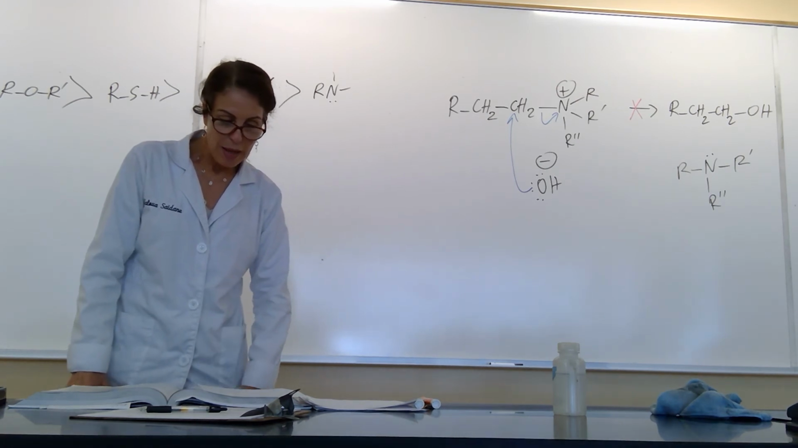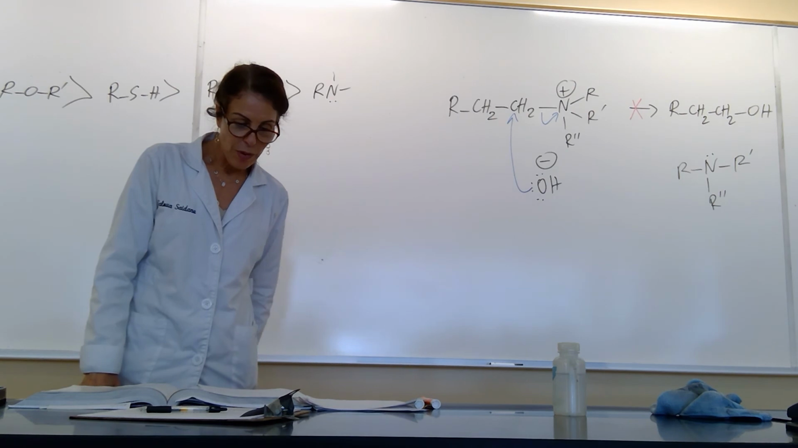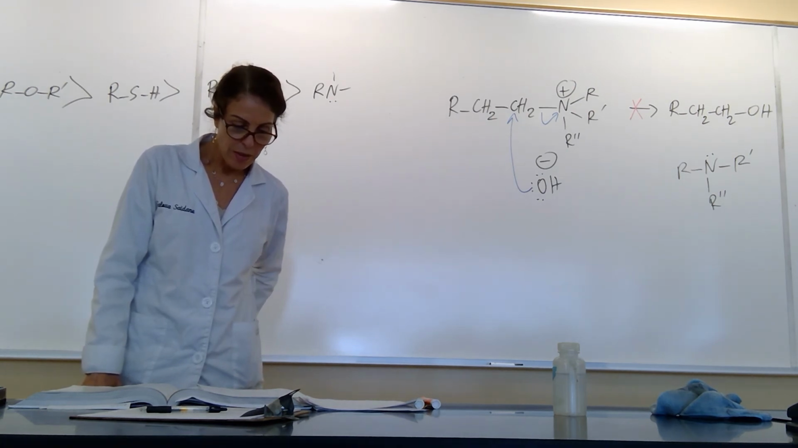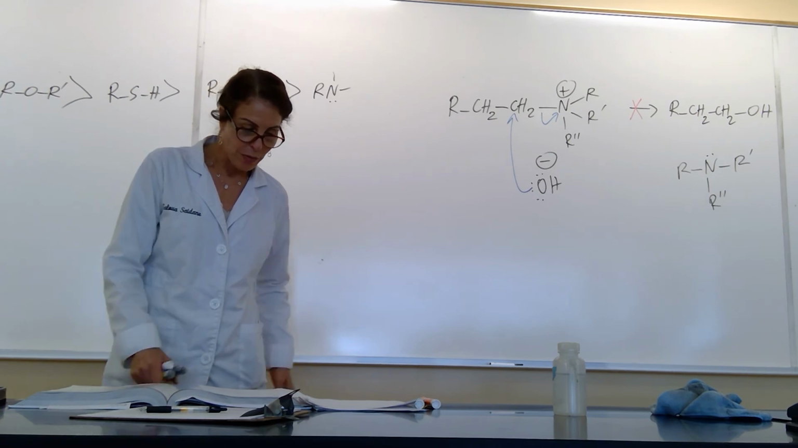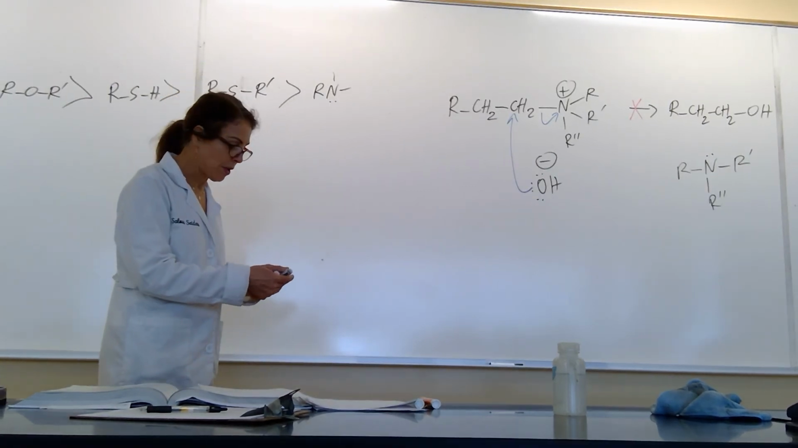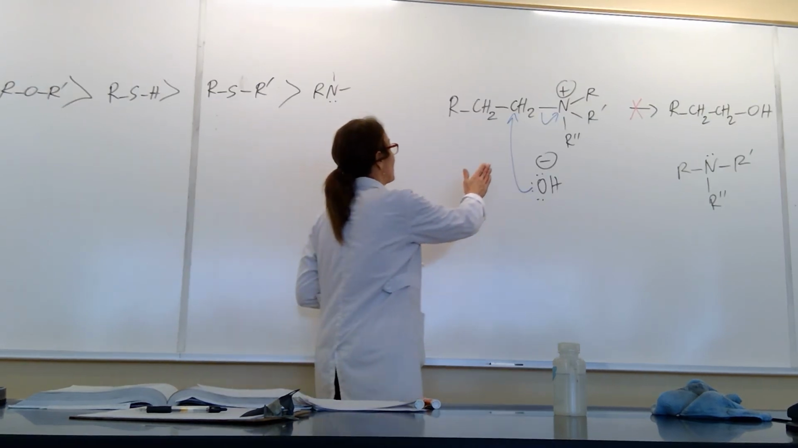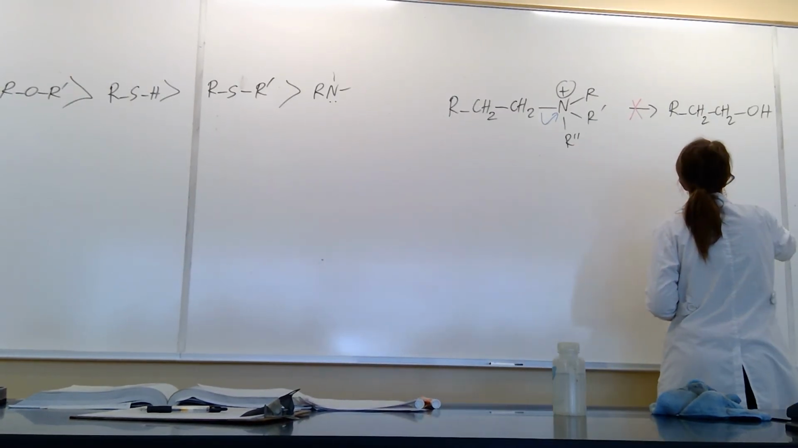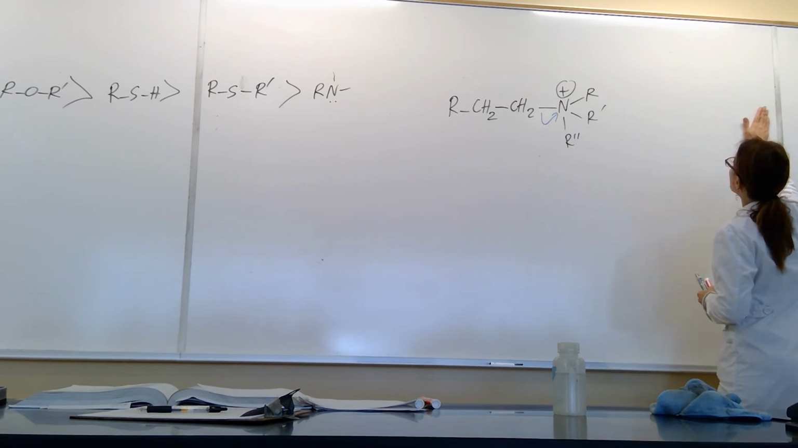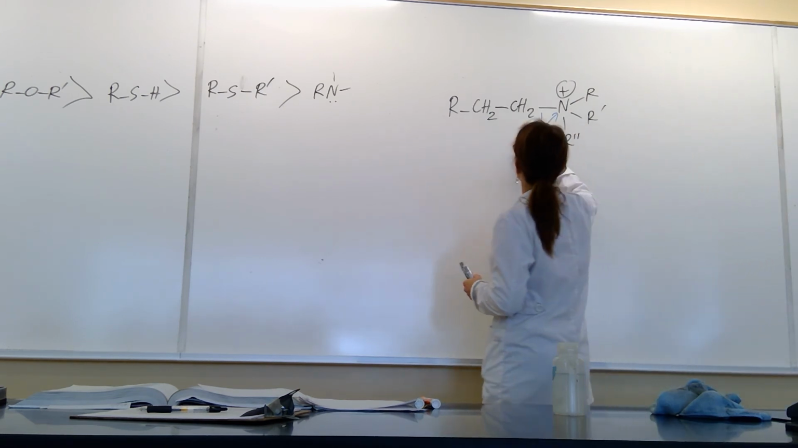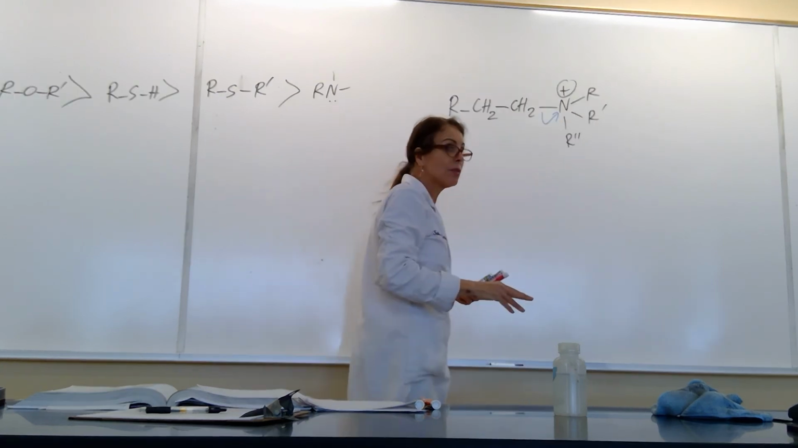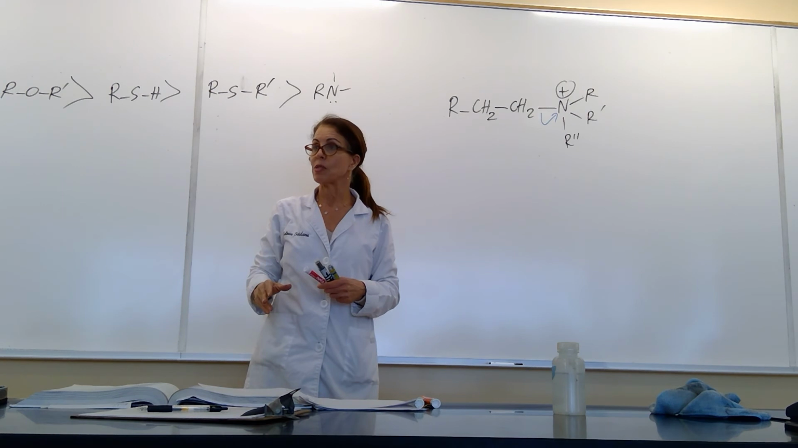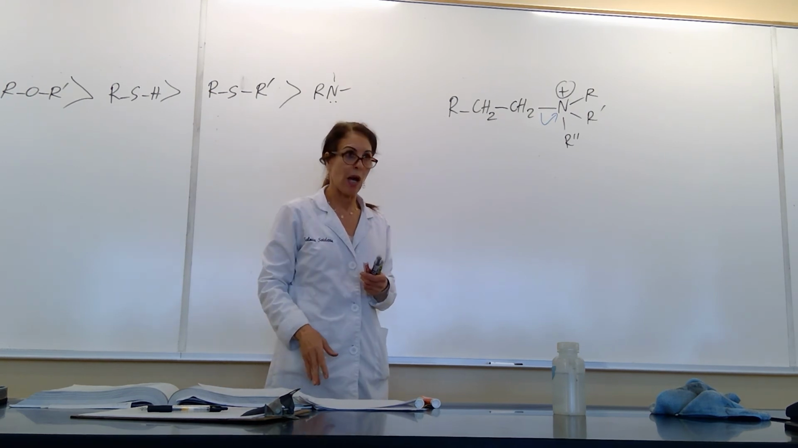It works better if you have an elimination, okay? So it's an anti-Zaitsev rule. So what happens here is the OH minus... this won't happen by itself, as I said, because this is stable.